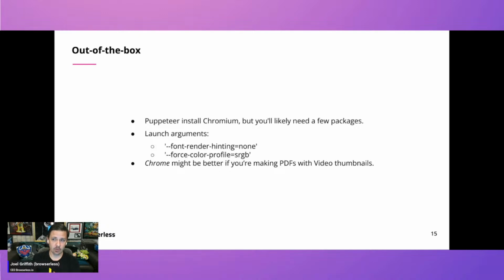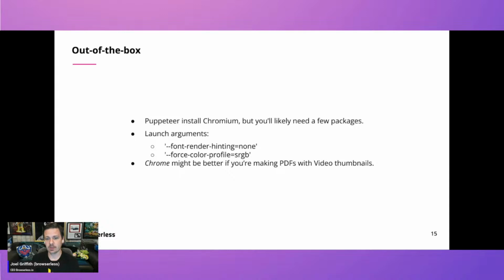Puppeteer comes with Chromium bundled with it, but you might want actual Chrome. Chrome comes with a couple extra packages. So like if you're trying to render a PDF that has a video thumbnail or a video in it for some reason, we've seen this a lot with health insurance and doctors' offices where there'll be a video for how to do this treatment or do this stretch or whatever. And they want the thumbnail that goes with it on the PDF.